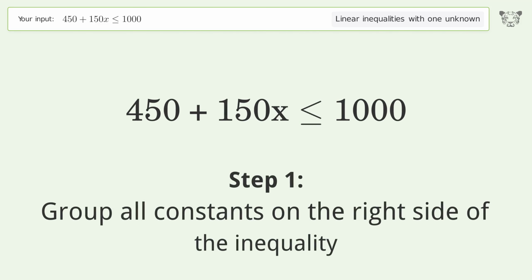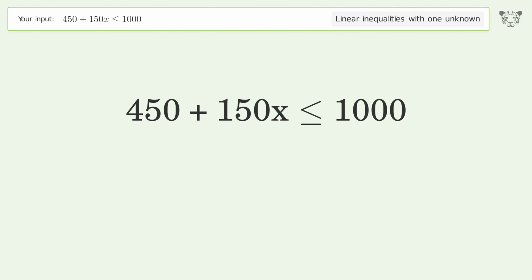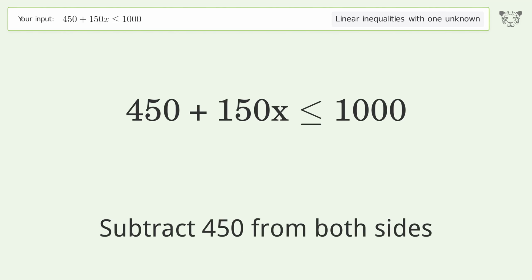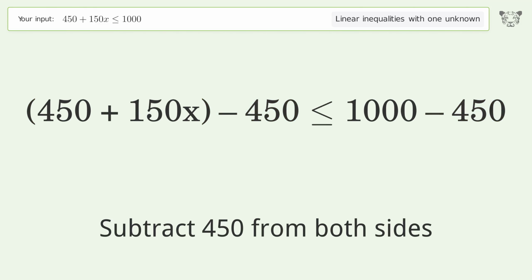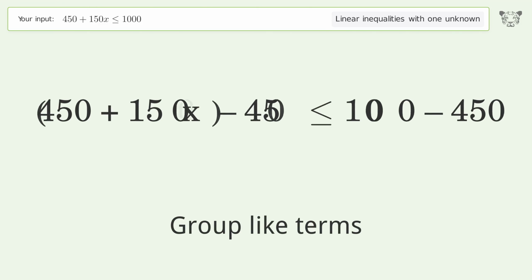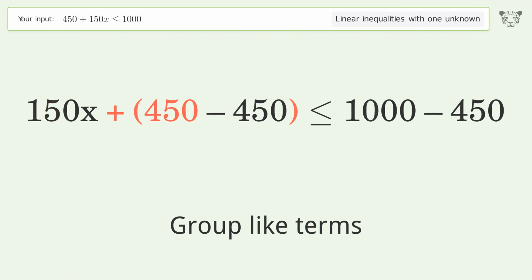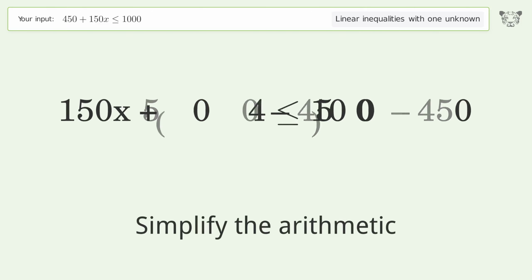Group all constants on the right side of the inequality. Subtract 450 from both sides. Group like terms. Simplify the arithmetic.